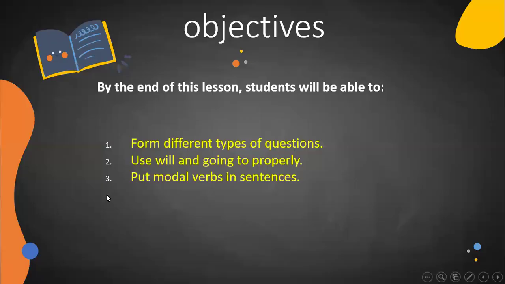We will start by stating the objectives of today's lesson. By the end of this lesson, students will be able to form different types of questions, use will and going to properly, and put modal verbs in sentences. So we are going to focus on three things: types of questions, will and going to, and the modal verbs.